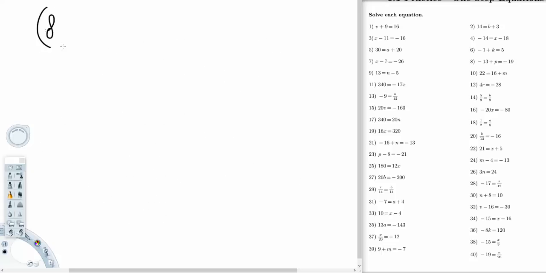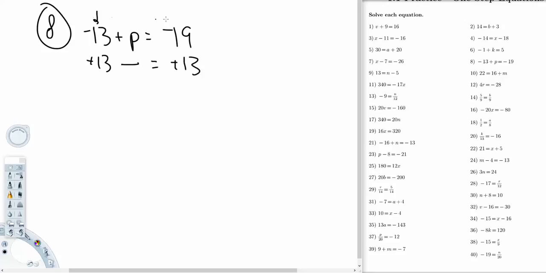Boom. Number 8 now. Minus 13 plus p equals minus 19. So the opposite of minus 13 is plus 13. Here we don't put anything. And here we have to add plus 13, because if you do one thing on one side, you got to do it to the other side. So these buggers cancel, and we're left with p. Positive p to be precise.